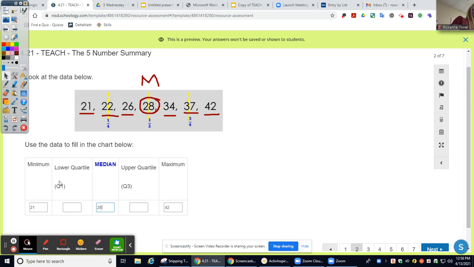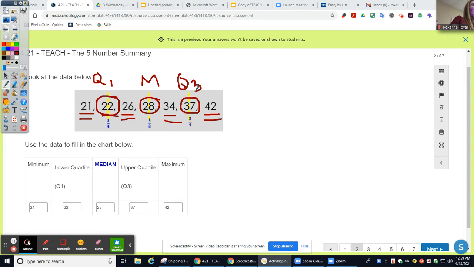And then now remember, my lower quartile is finding the median of the first half of the data. So we'd go 1, 1, and we can clearly see that 22 would be my quartile 1, which is my lower quartile. So I'm going to go ahead and put 22 in there. And then my upper quartile is the numbers that are higher than the median. So I'd go 1, 1. So we found the median of these three numbers, which is 37. So 37 would be my quartile 3.